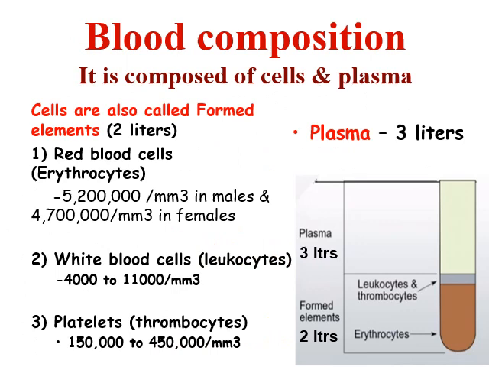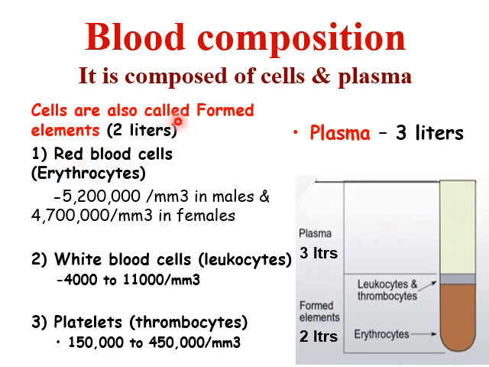Okay, now let's discuss the blood composition. Blood is actually made up of a cellular portion and a fluid portion. The cells of the blood are also known as formed elements, and the fluid portion is known as the plasma. Out of 5 liters of blood, about 2 liters is the cells or formed elements, and 3 liters is the plasma. Here you can see below is the cellular portion, and above is the plasma portion. This is plasma.